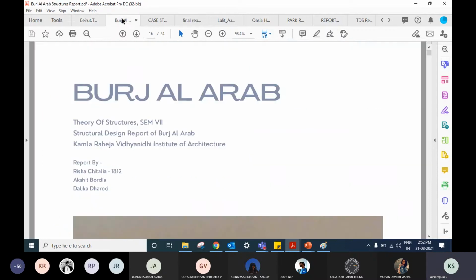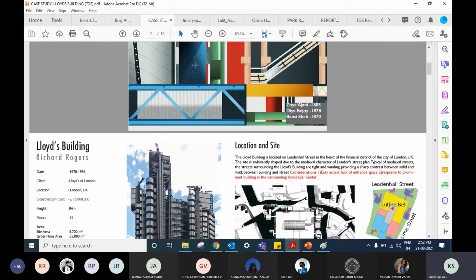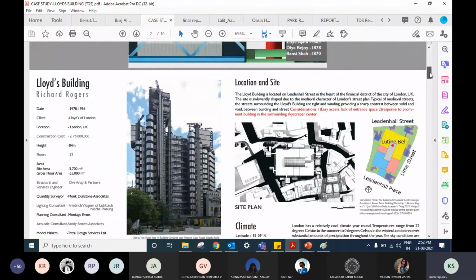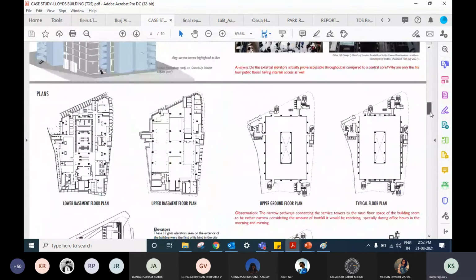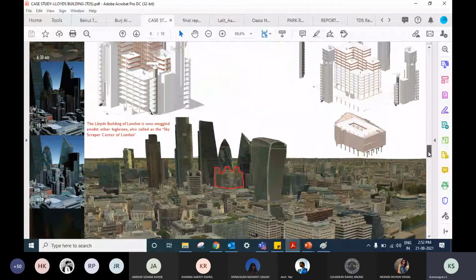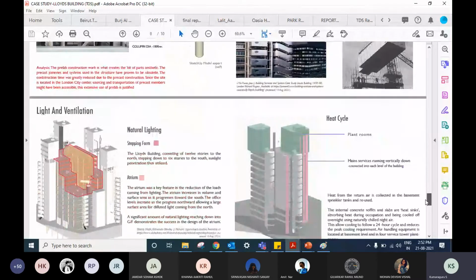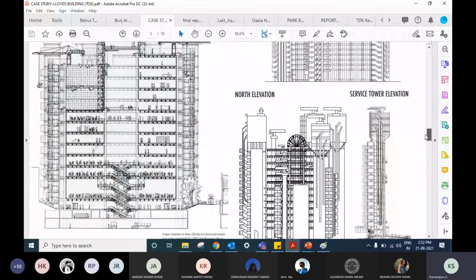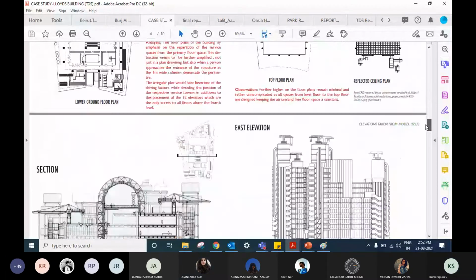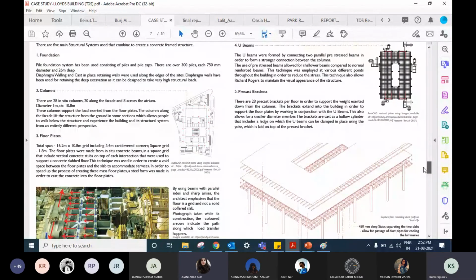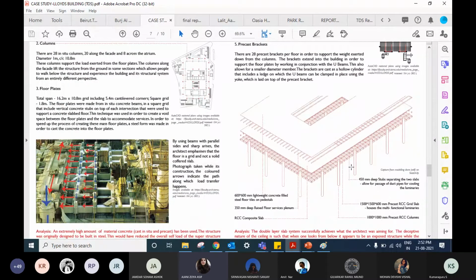There are other groups also; I think somewhere I saw a voided slab system. And okay, the case study on Lloyd's building. Whoever has done this needs to add some further explanations on the structure, because I think you've added just one or two pages, right? Yes, but this is all that we were getting. We tried contacting the architect, but this is all we were getting from the internet. We didn't get a reply.